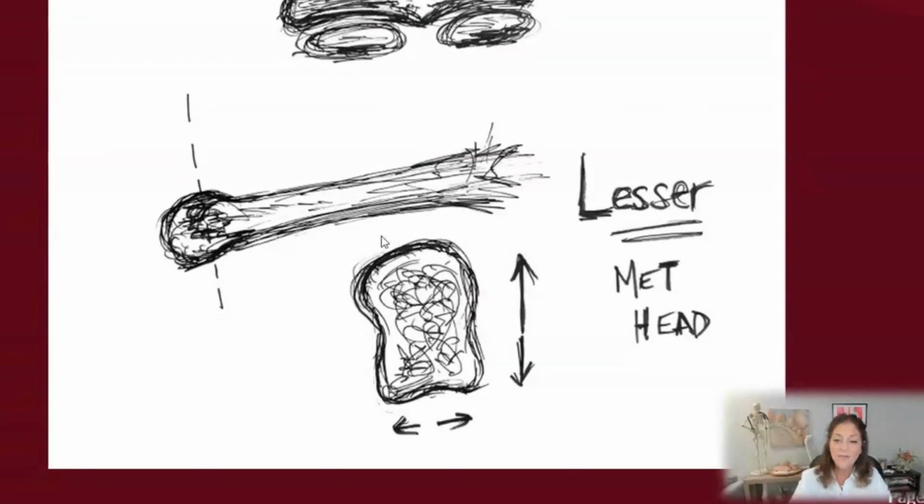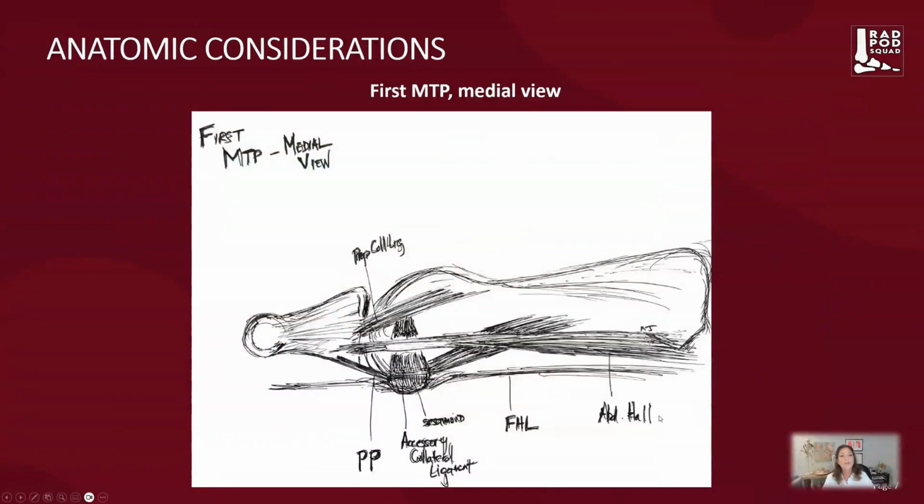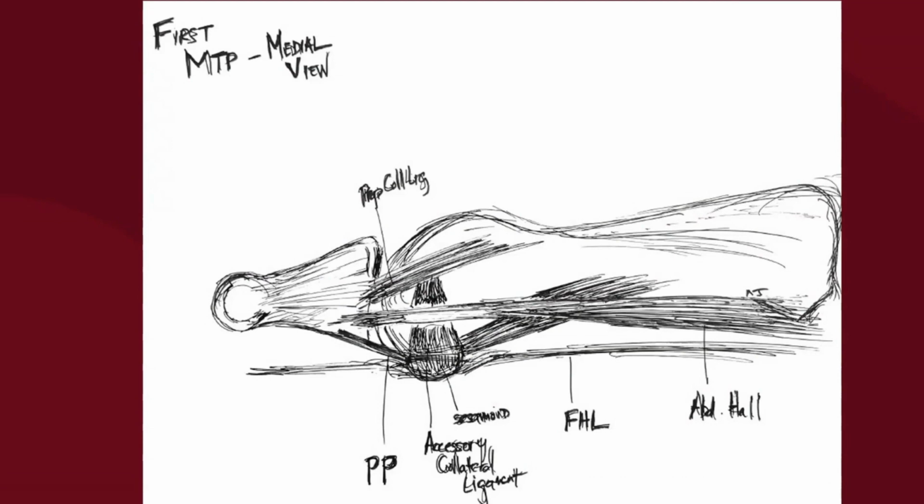Looking at the lesser metatarsals, these are responsible for a great amount of load transfer. So they're taller rather than wider. Furthermore, looking at the first MTP joint, we have a sesamoid apparatus that is invested by the accessory collateral ligament. And that's different from the lesser metatarsals, which is the bulk of our conversation today. We're going to be taking a look, in this case, at the first MTP, which is sesamoid, the accessory collateral ligament.